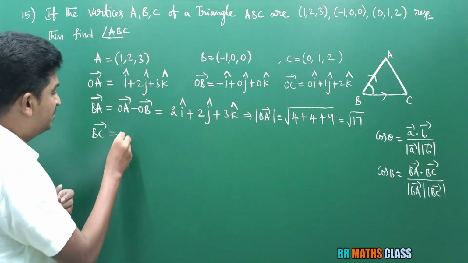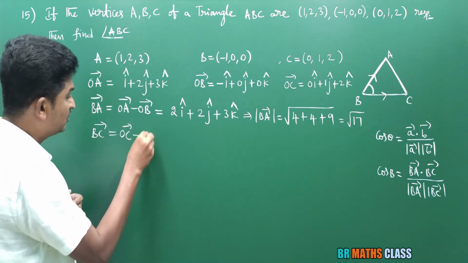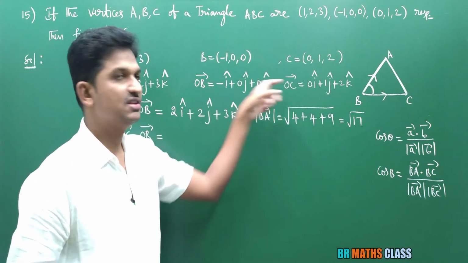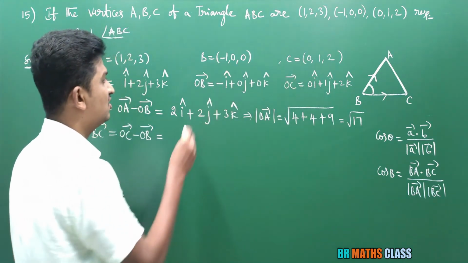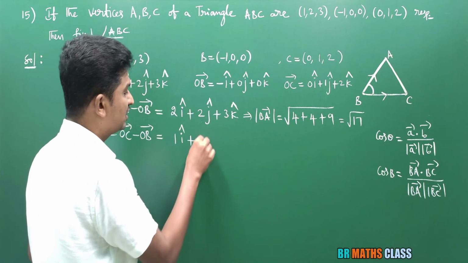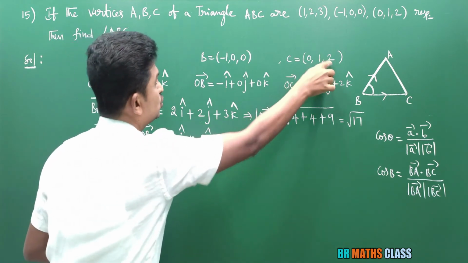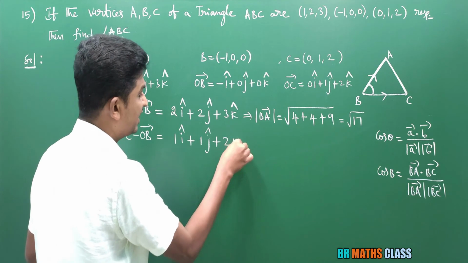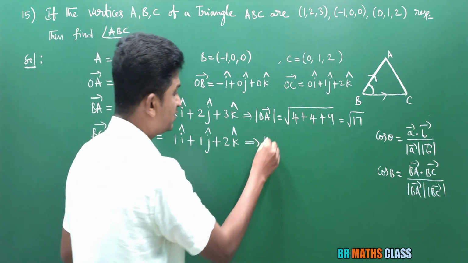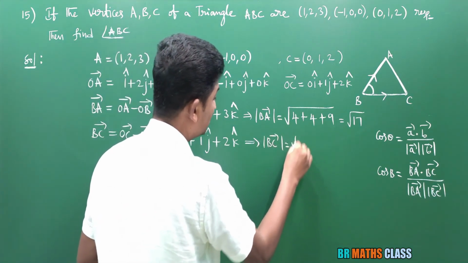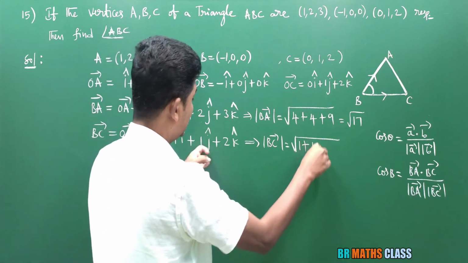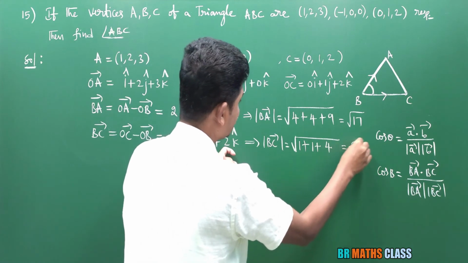BC bar can be written as OC bar minus OB bar. Subtract these two vectors. Here 0 minus of minus 1 is plus 1, so 1 i cap plus 1 minus 0, that is 1 j cap, plus 2 minus 0, that is 2 k cap. This is BC bar. I'll calculate its magnitude. The magnitude of BC bar is root of 1 square, which is 1, plus 1 square, which is 1, plus 2 square, which is 4. This is root 6.